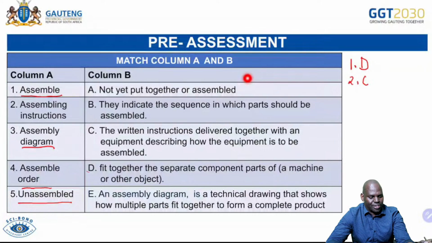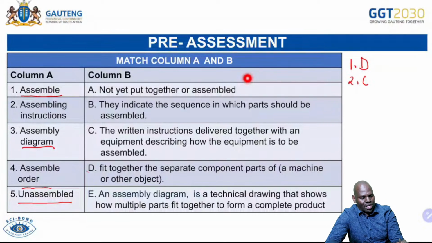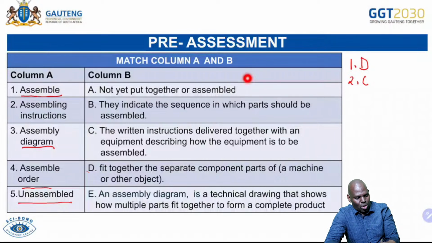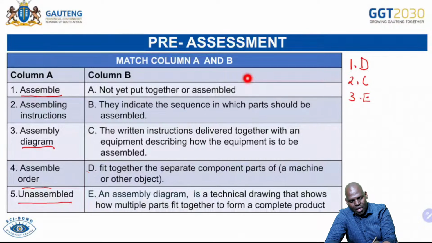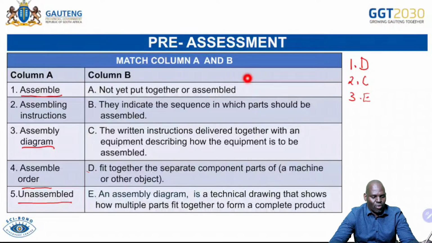And then the third one is assembly diagram. If you look at number three, assembly diagram, the possible explanation is E, where it shows an assembly diagram is a technical drawing that shows how multiple parts fit together to form a complete product. So the terminology of number three under column A matches with letter E. So letter E is the explanation for terminology number three under column A.